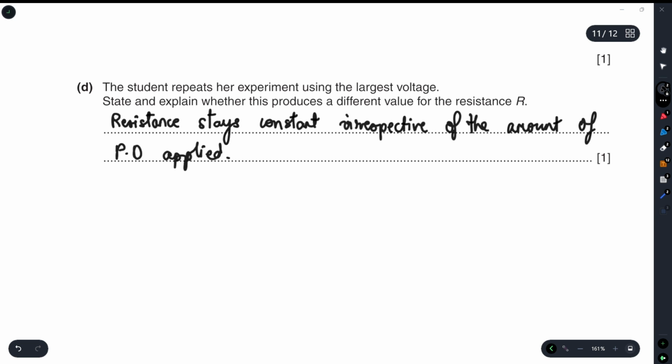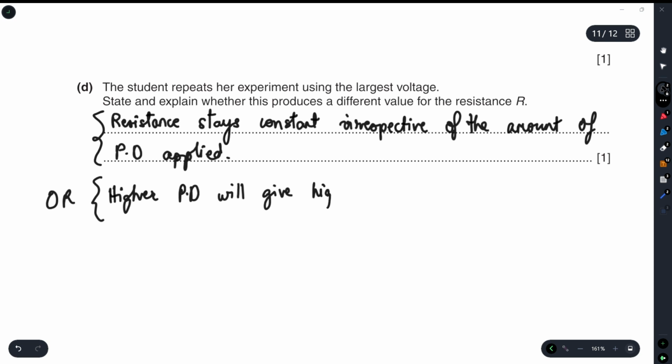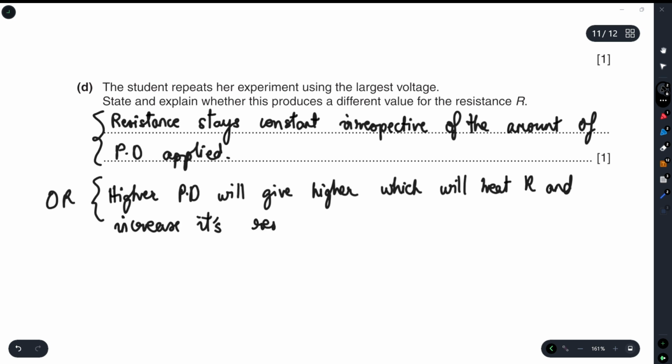ठीक है. अच्छा, मजे की बात यह है कि यहाँ पे another correct answer would be कि the resistance changes. Why? Because now you have a higher current, and a higher current will heat the resistor and hence change its resistance. So over here, this right here is applicable also. Higher potential difference will give higher current, which will heat R and increase its resistance. So both answers are correct. अलबत्ता आप ये नहीं कह सकते कि resistance कम हो जाएगी. You cannot say that the resistance is going to be lower because that does not happen.